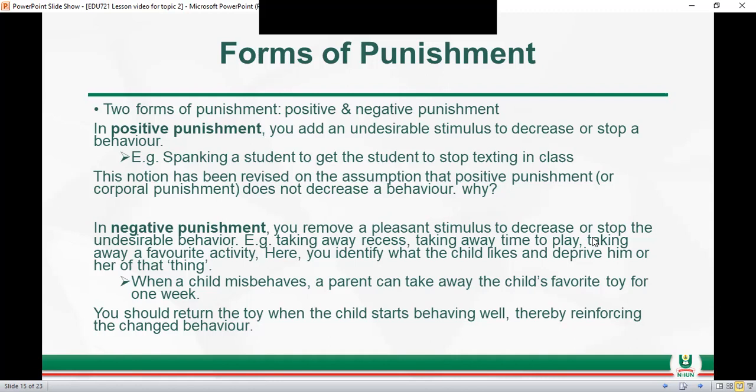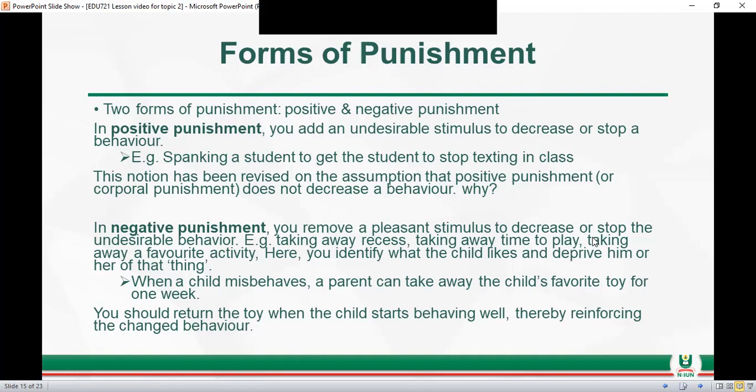You check it out. After some time, you see that the child, because the child wouldn't want to part with that toy, will change and behave well in order to get the toy back. So for negative punishment, make sure that you are removing something that the child loves. Remember, you remove a pleasant stimulus. So whatever you are removing must be something that is pleasant to that child.